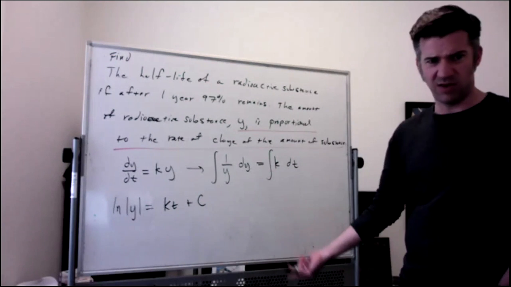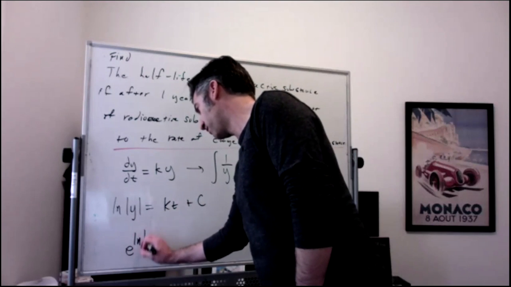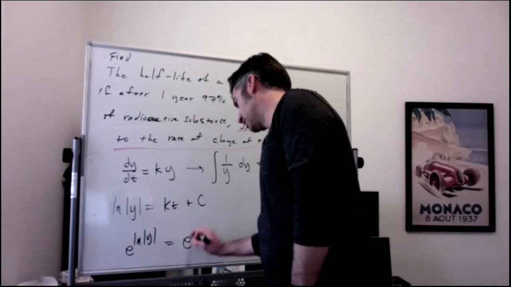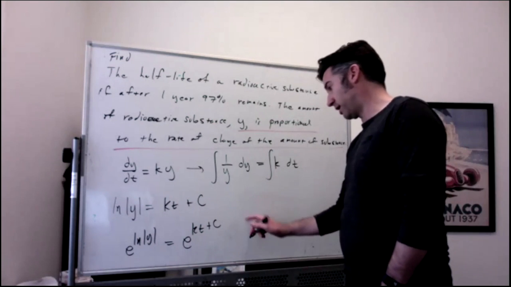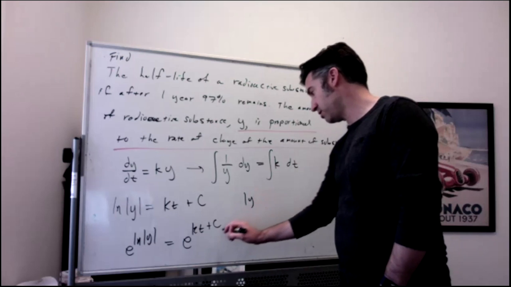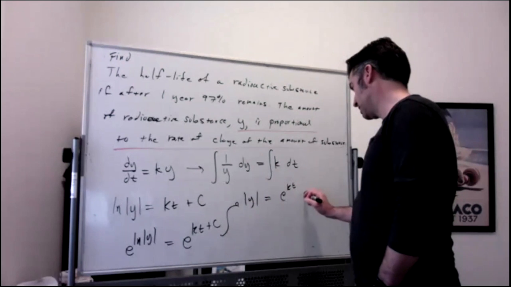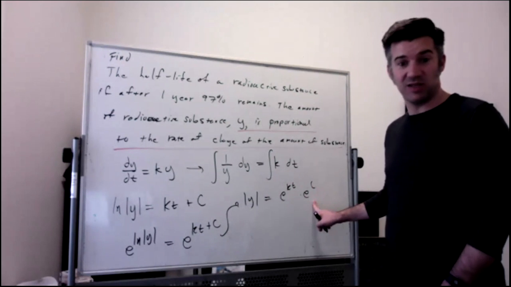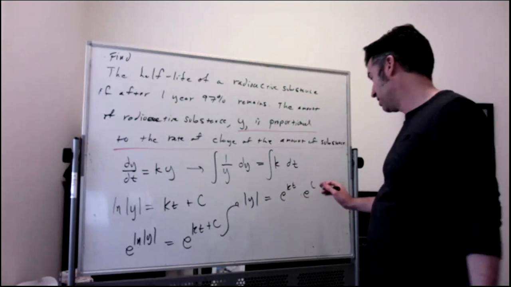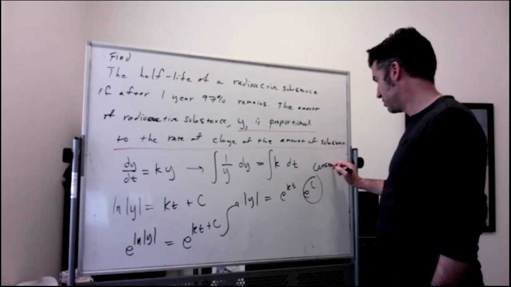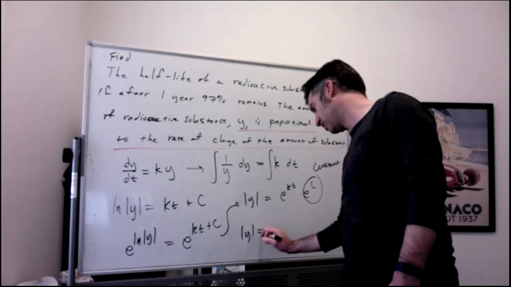Okay, so now I have to solve for y. So I'm going to exponentiate both sides. I get e to the natural log of the absolute value of y equals e to the kt plus c. What happens here is that I get the absolute value of y equal to e to the kt times e to the c. e to the c is just a constant, so we call it c again. People call it a different name; people often call it the same name. So we're going to call this c and say, oh look, I really got the absolute value of y equals c e to the kt.